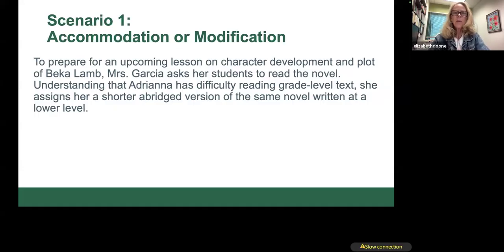The first one is: to prepare for an upcoming lesson on character development and plot of the book Becca Lamb, Miss Garcia asked her students to read the novel. Understanding that Adriana, one of her students, has difficulty reading grade level text, she assigns her a shorter, abridged version of the same novel at a lower Lexile level. Is this an accommodation or modification? One person call out, please.